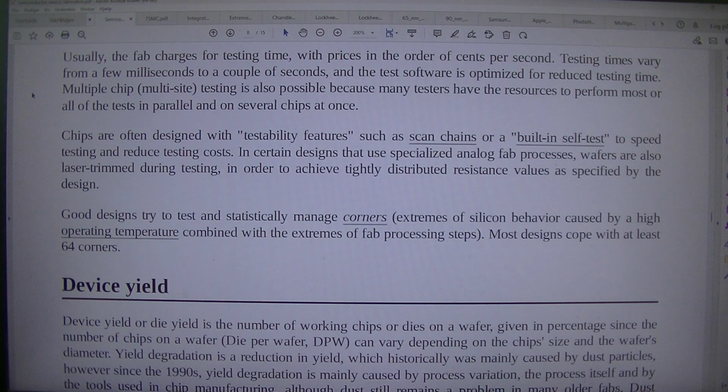Chips are often designed with testability features such as scan chains or a built-in self-test to speed testing and reduce testing costs. In certain designs that use specialized analog fab processes, wafers are also laser trimmed during testing, in order to achieve tightly distributed resistance values as specified by their design. Good designs try to test and statistically manage corners, extremes of silicon behavior caused by a high operating temperature combined with the extremes of fab processing steps. Most designs cope with at least 64 corners.